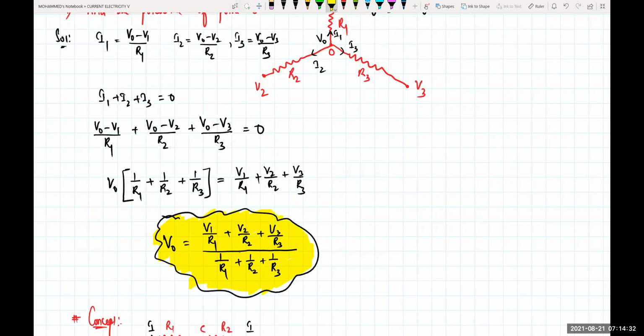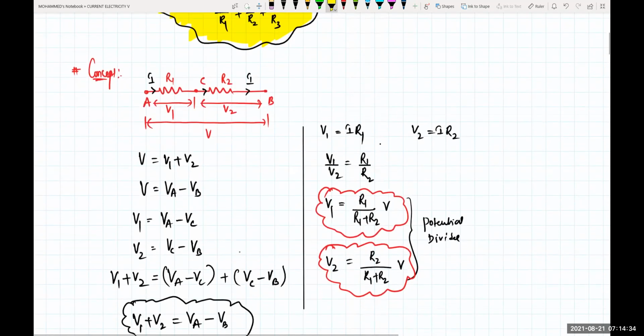Sure. Next one. This is a resistor given from A to B. There is a resistance of R1 and there is a resistance of R2. So both of them are in which combination? Series combination. In series combination, current will be the same, but the potential across R1 will be V1 and the potential across R2 will be V2. And the total potential will be V.